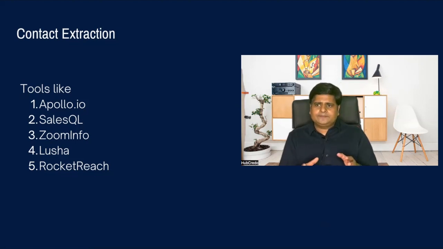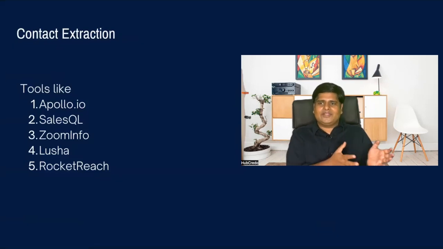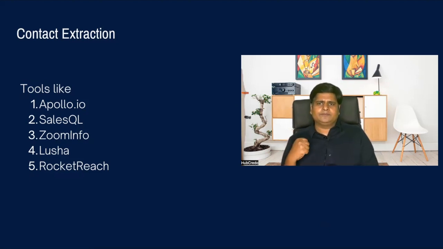So that's where tools like Apollo.io, ZoomInfo, SalesQL, RocketReach, Lusha come into the picture. These tools have the capability that, based on the person's LinkedIn profile, or given the name of the company and name of the person, they will give you the email ID and phone numbers. That kind of information they can provide you.